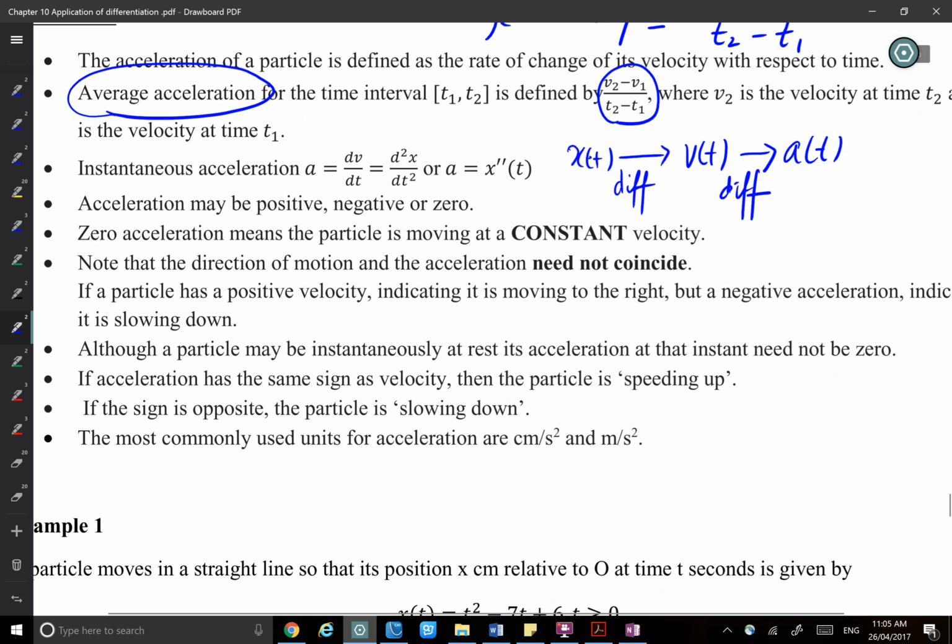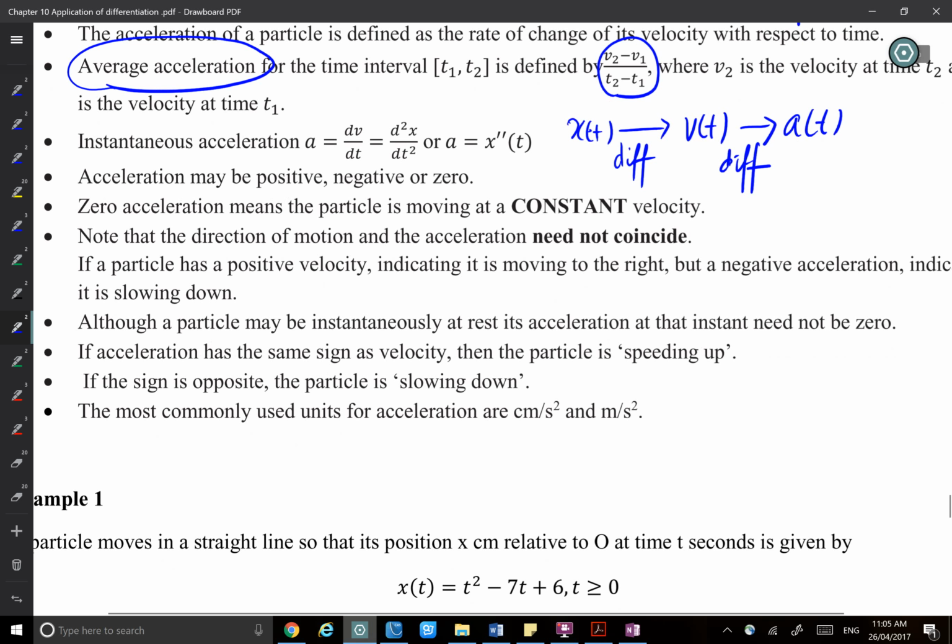Okay, acceleration may be positive, negative, or zero. So zero acceleration means the particle is moving at a constant velocity. If the acceleration is zero, it means it's not accelerating at all. So it keeps the same uniform speed. Okay, uniform velocity. The velocity is not changing.